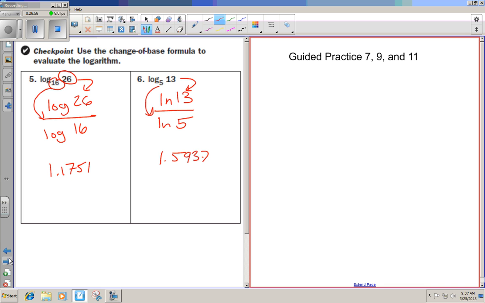Guided practice. Let's go and look at some of the guided practice. I'm not going to do a whole lot. Let's look at 7. 7 says to take the log base 5 of 8. Use the change of base formula to do this. So big number goes up top, little number goes down low, and you get approximately 1.292.